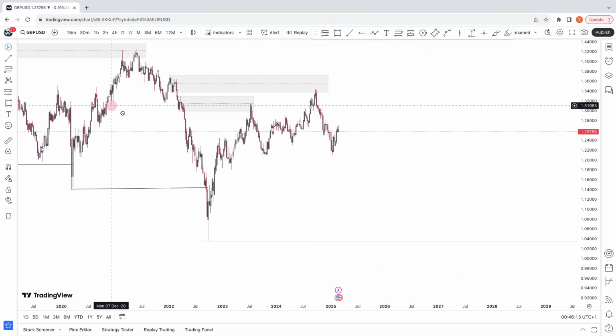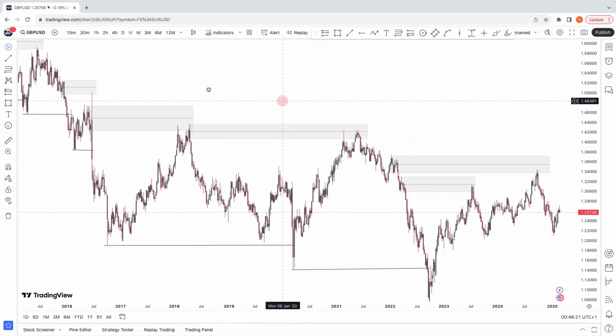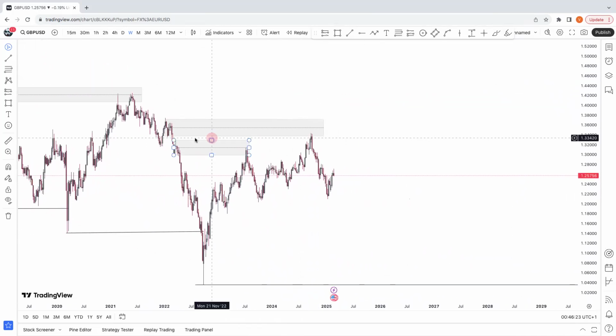So now, having understood that price, having backtested on the weekly time frame, always sells from supply zones, valid supply zones that leave imbalances behind, what do you want to do? You want to look out for supply zones that you will be selling from. Now, let's say, for example, this is where price is right now.